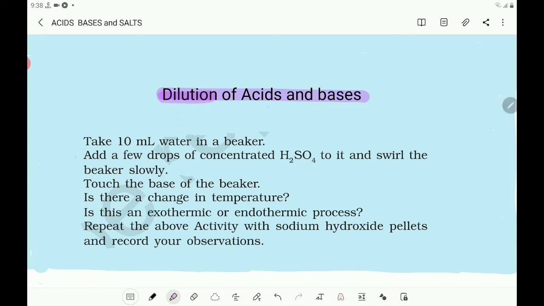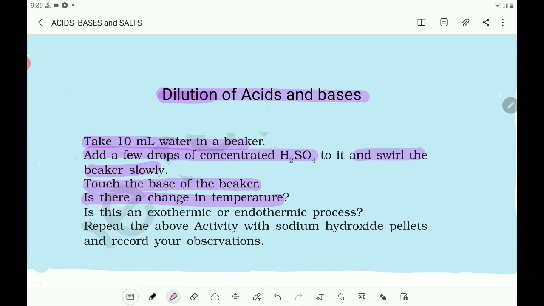So here children, you do one activity. Take 10 ml water in a beaker. Add a few drops of concentrated sulfuric acid to it and swirl the beaker slowly. Touch the base of the beaker. Is there any change in temperature? Yes, in this you can observe the rise in temperature. The temperature rises. So you can say that it is an exothermic reaction.